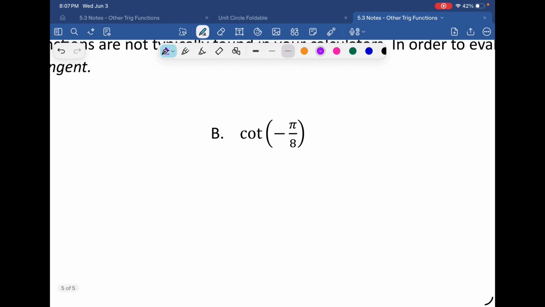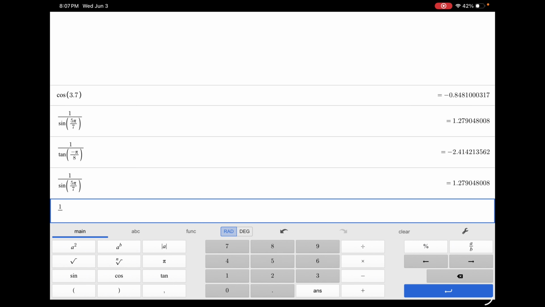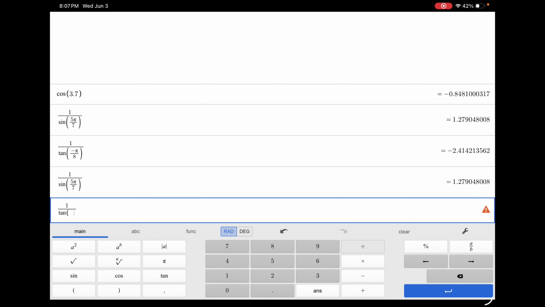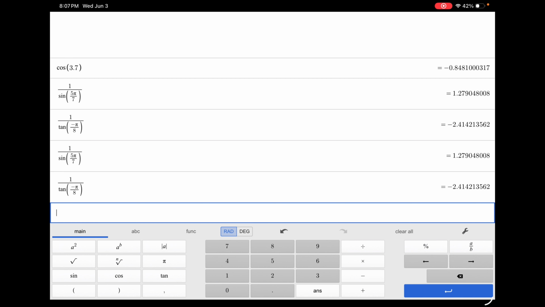And then B, this is cotangent. So I'm going to use the reciprocal. 1 over tangent. And your negative pi over 8, that's also in radians. It does not have a degree symbol. Negative 2.414.